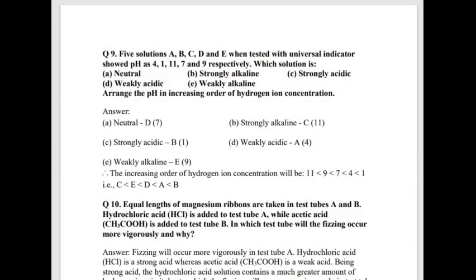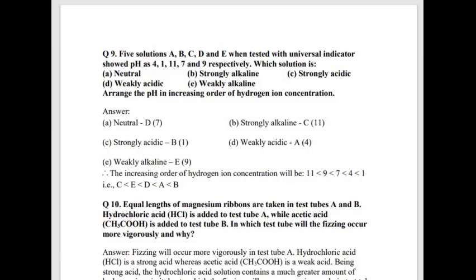Now coming to the next question, we are provided with 5 solutions A, B, C, D and E. When they were tested with universal indicator, they showed pH as 4, 1, 11, 7 and 9 respectively. Which solution is neutral? Obviously the solution having pH 7, which is solution D, will be neutral. Which will be strongly alkaline? The solution having pH 11, which is solution C.